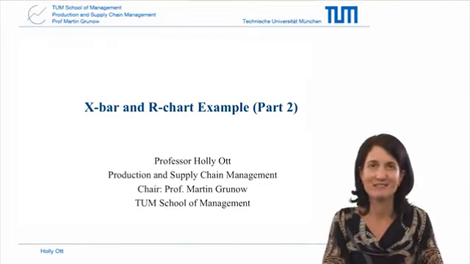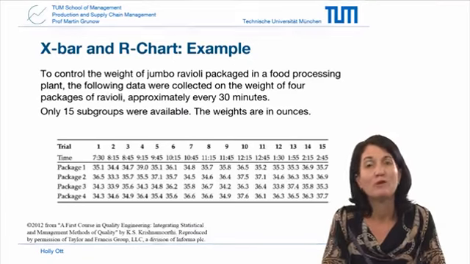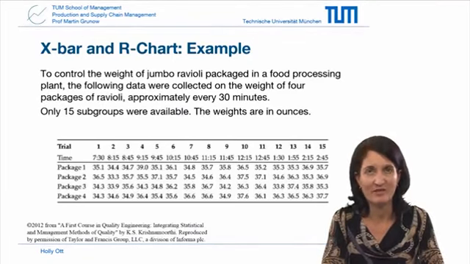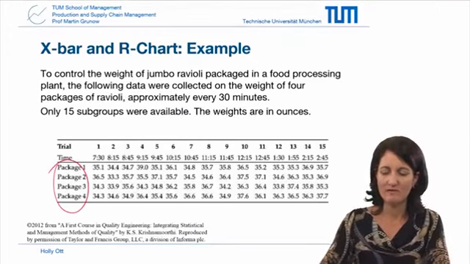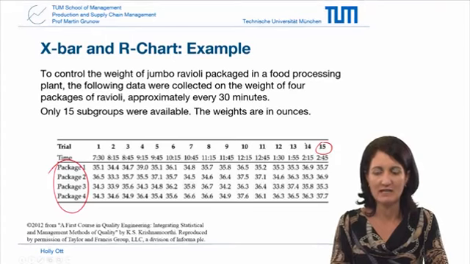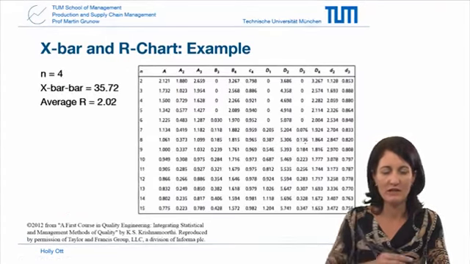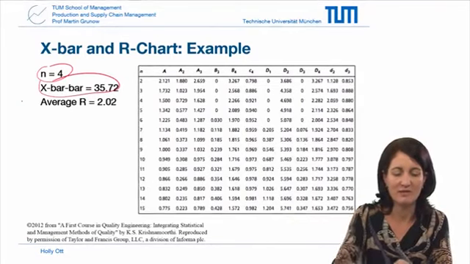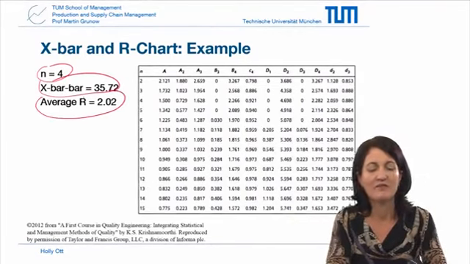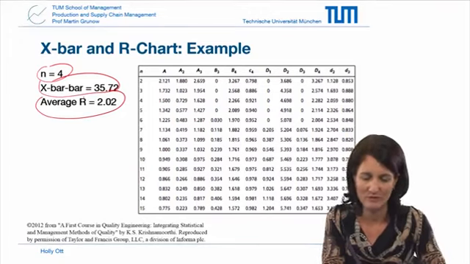Okay, we are going to look at our second part of this example where we will remember controlling the weight of jumbo ravioli. In our food processing plant, we had a sample size of 4, we had 15 trials, and we calculated for n equals 4 an X bar of 35.72 ounces and an average R of 2.02.